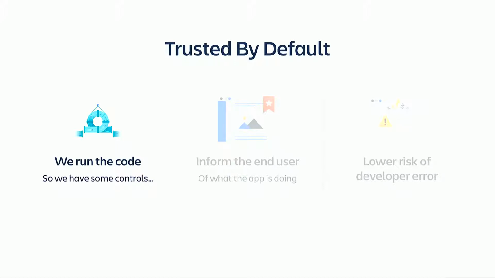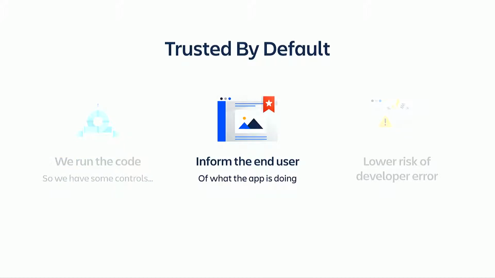And because we're running the code, because we can introspect the code, we can actually make sure that the app is actually adhering to this. If you say you're not going to egress data, we can block network egress. And this means that the end user is informed of exactly what the app is doing. And that means as a user, you can trust that the app is behaving properly.